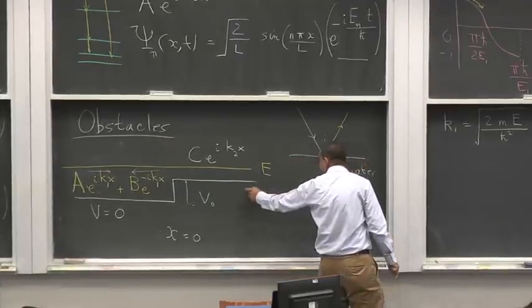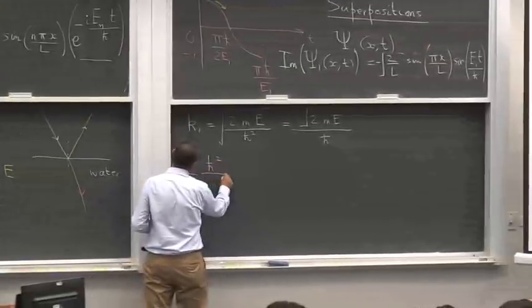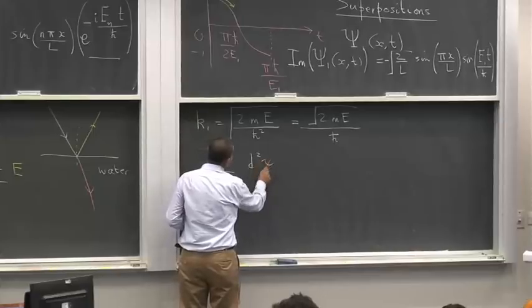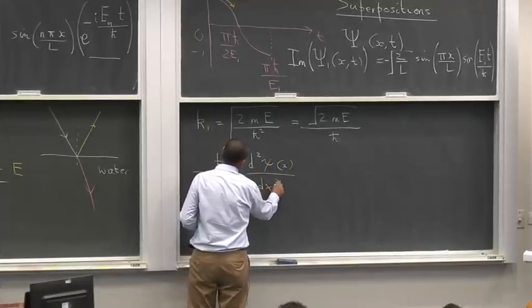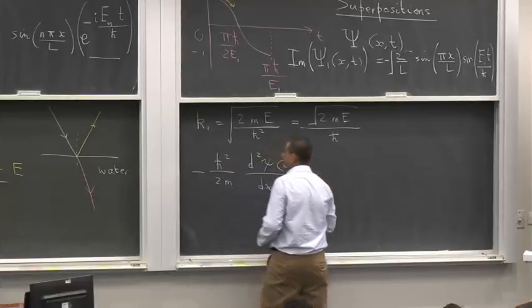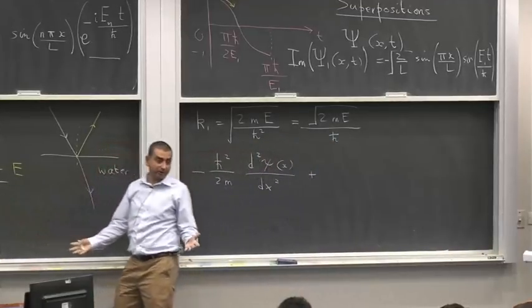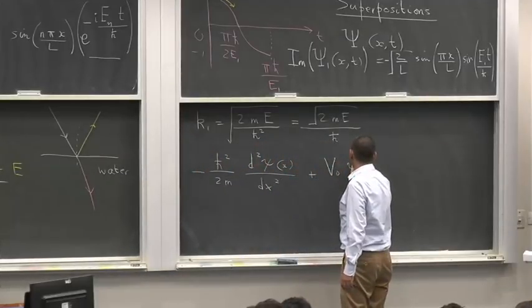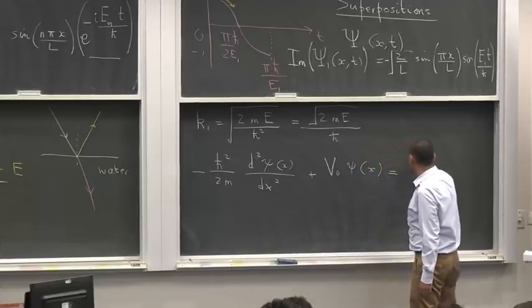So in this region, if I write down the Schrodinger equation, minus h bar squared over 2m, d squared psi of x by dx squared. Now I have a V inside this region. What is V? It's V naught. And what's the energy of the particle? It's still E.